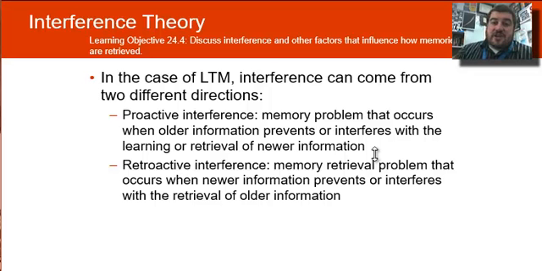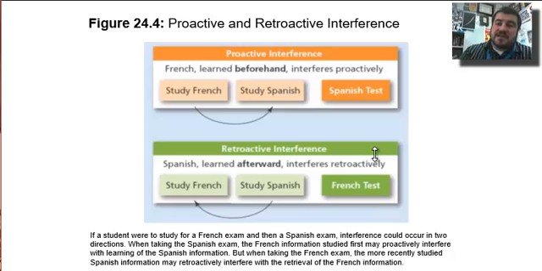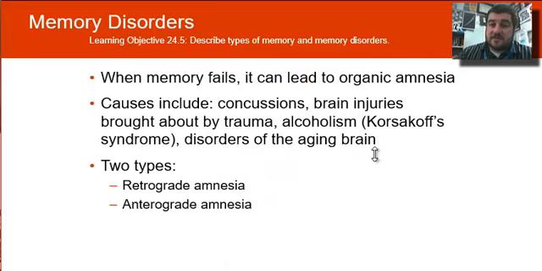And interference. In the case of long-term memory, interference can come from two different directions. And I'm not going to ask you on the test which one is which. I just want you to know that interference is when information pushes stuff out of your short-term and long-term memory. But there is proactive and retroactive interference. I just want you to know what interference is, period. Here's proactive versus retroactive interference.